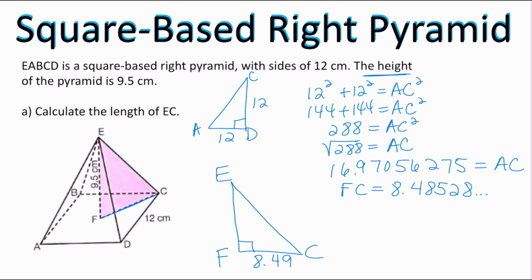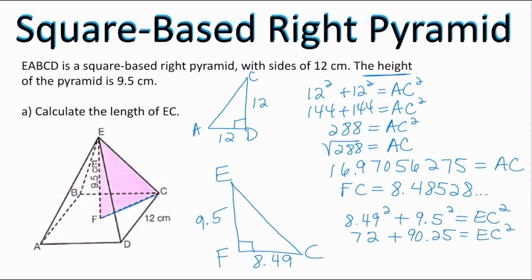I'm rounding on paper, but in my calculator, I'm going to keep all of those decimal values so that I avoid round-off error. And this is 9.5. So I'm going to say 8.49 squared plus 9.5 squared is equal to EC squared. Remember what I told you, we kept the entire 8.485281374 in the calculator. I press square and it gives me 72 plus 9.5 squared, which is 90.25, and that's going to equal EC squared. Add them together, 162.25 is equal to EC squared. Take the square root of both sides. And then I get about 12.7 is going to be the length of EC. So the length of EC right now is going to be approximately 12.7 centimeters.